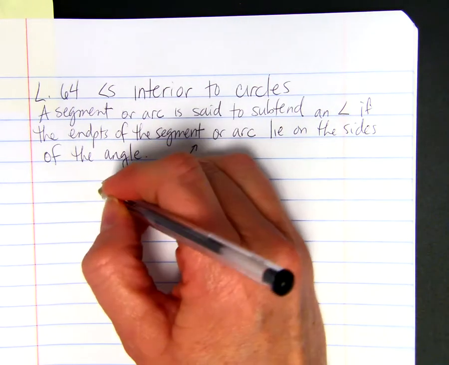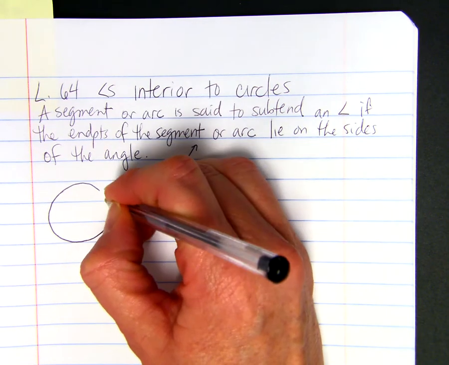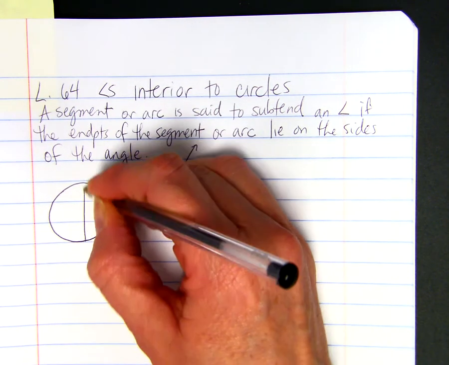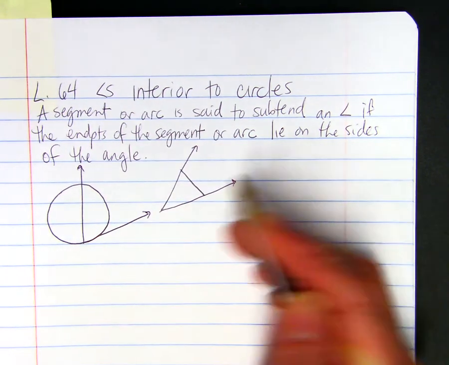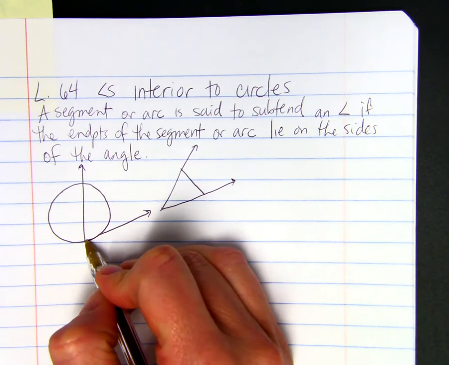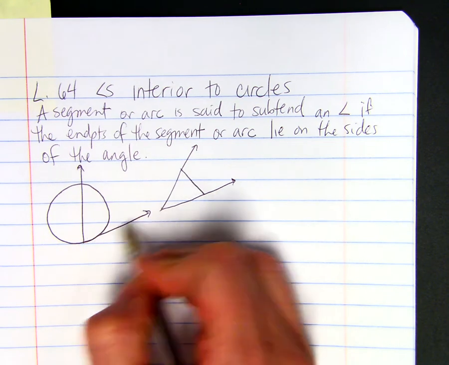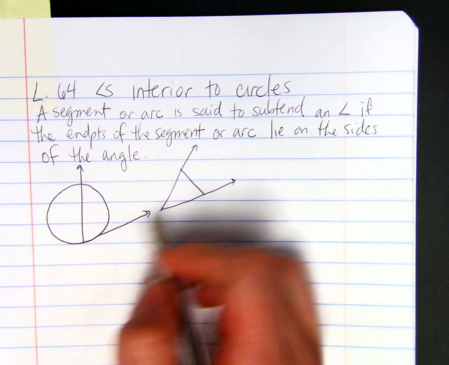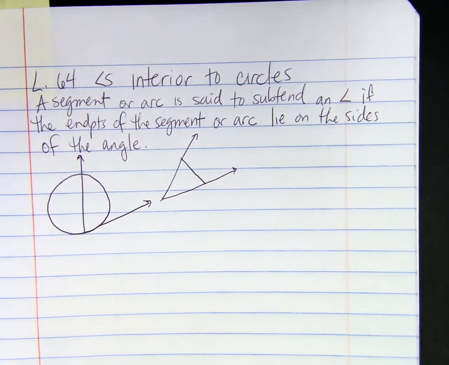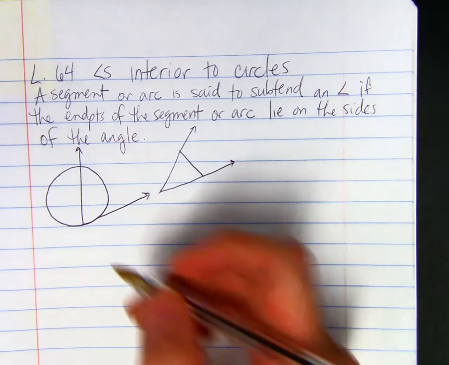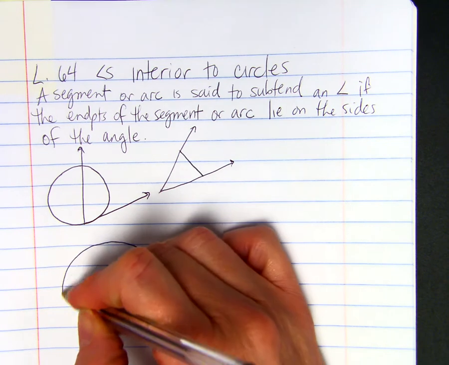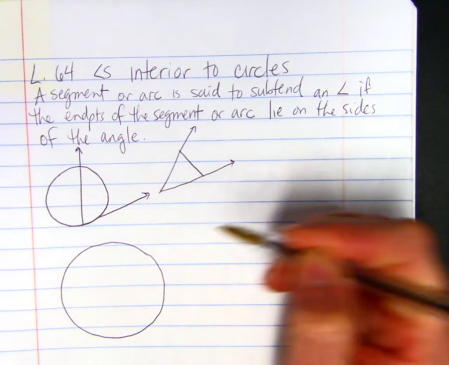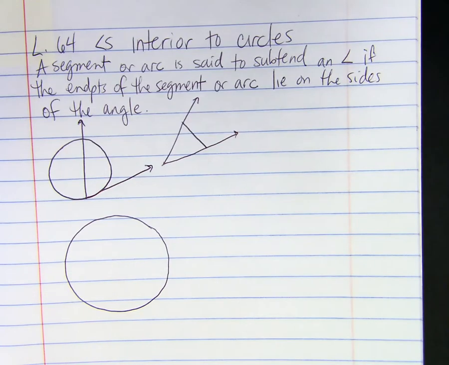And then if you had a circle and an angle in the circle, any angle, this is an arc whose endpoints are on the angle. So you can say this arc subtends the angle. So that's just some vocabulary right there. So we have a theorem about arcs subtending angles.